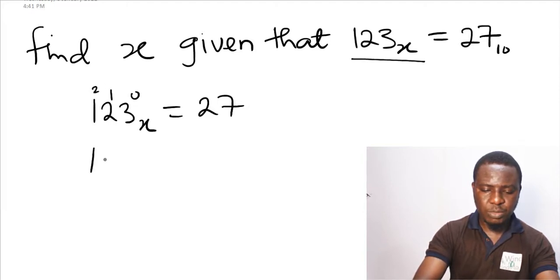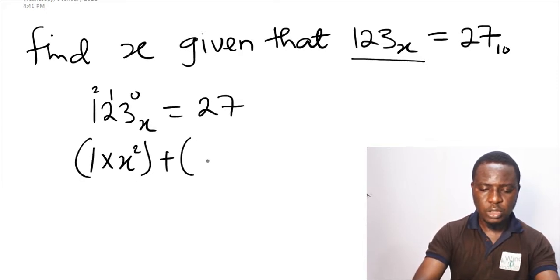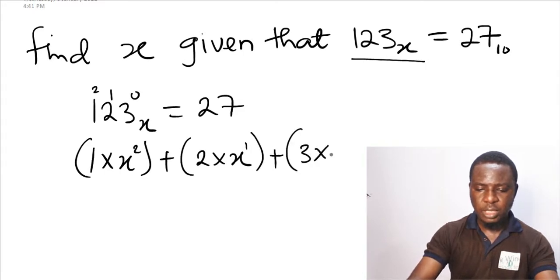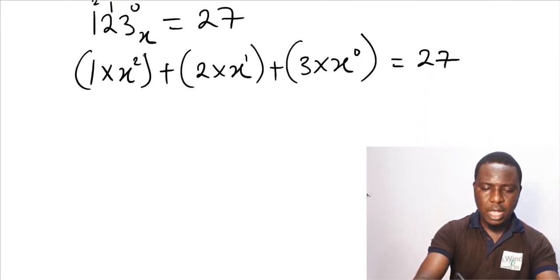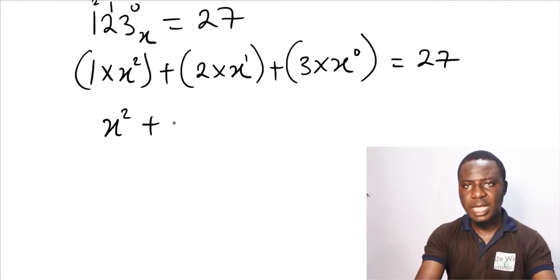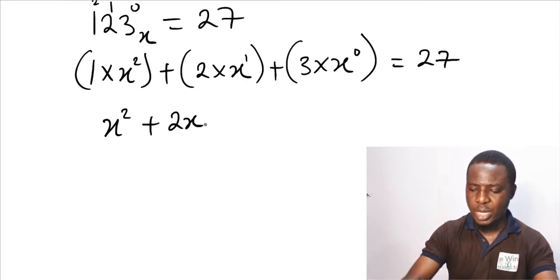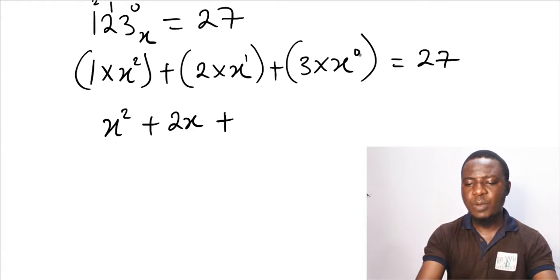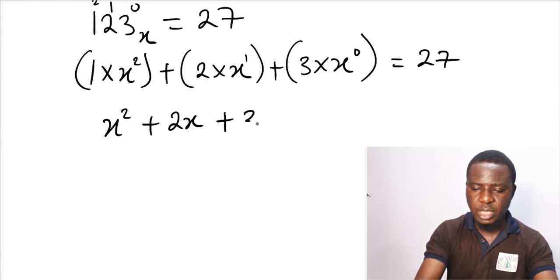Using the expanded method, this becomes 1 times x raised to power 2 plus 2 times x raised to power 1 plus 3 times x raised to power 0 being equal to 27. So therefore, x raised to power 2 is x squared times 1 is x squared plus x raised to power 1 is x times 2 becomes 2x plus x raised to power 0 is 1. 1 times 3 is 3 is equal to what? 27.